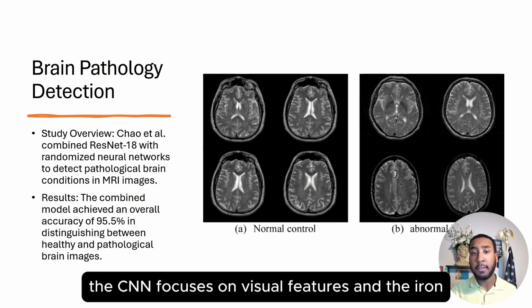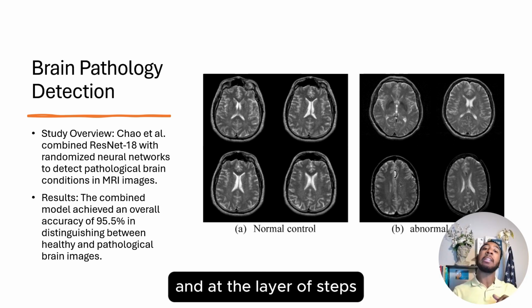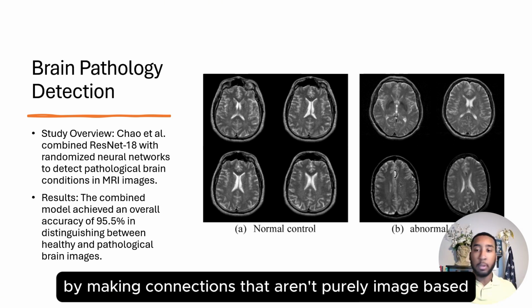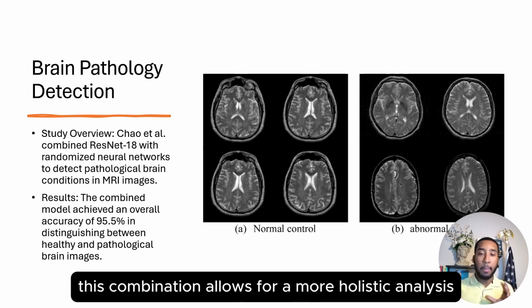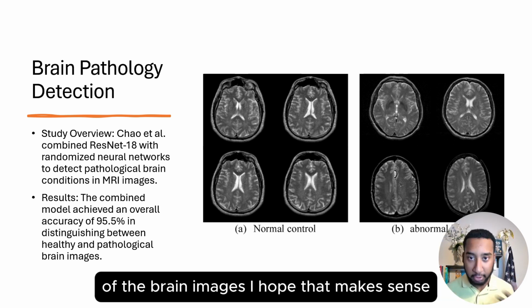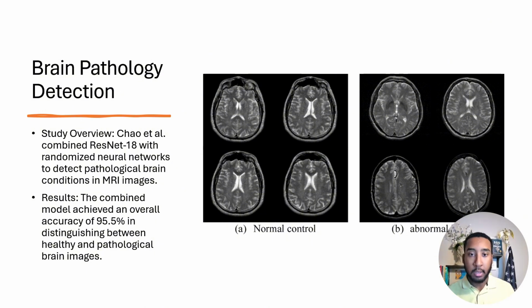The CNN focuses on visual features, and the RNN adds a layer of depth by making connections that aren't purely image-based. And so this combination allows for a more holistic analysis of the brain images. I hope that made sense. Moving on.